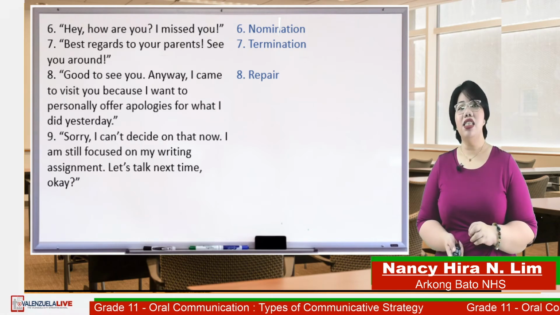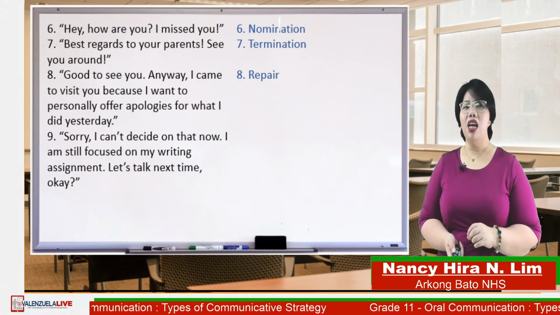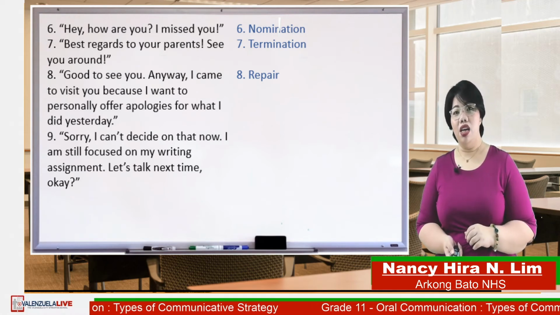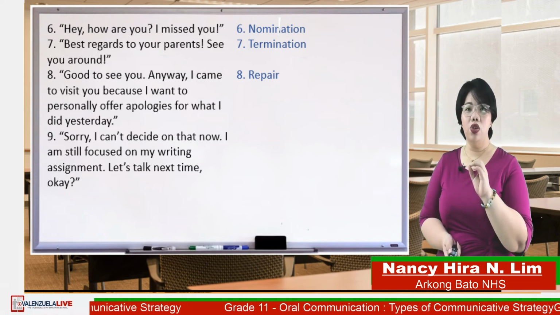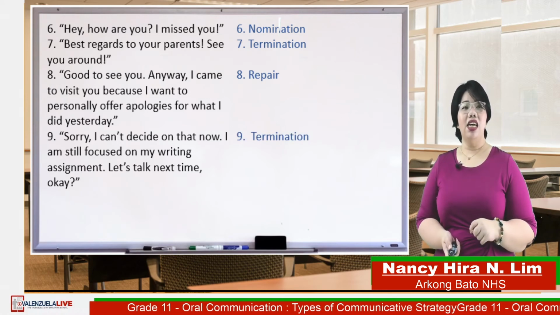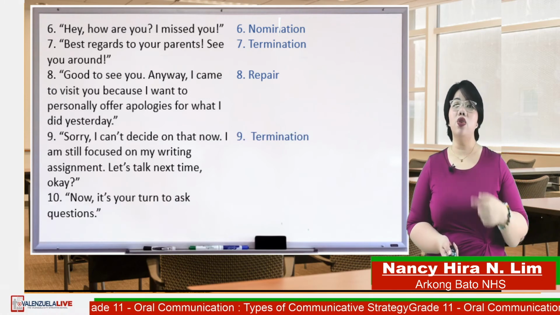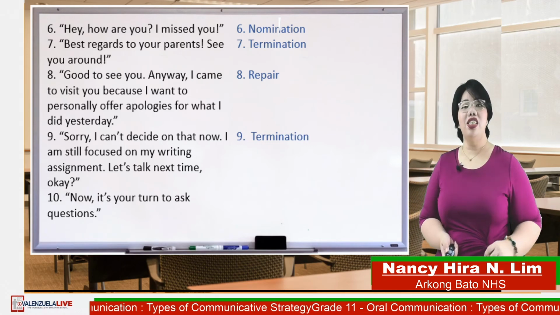How about number 9? "Sorry, I can't decide on that now. I am still focused on my writing assignment. Let's talk next time." Okay. This person seems very dismissive. What could be the strategy used here? It's termination. Last, "Now it's your turn to ask questions." And the strategy used, turn taking.